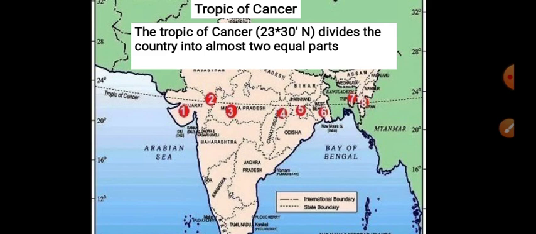So now the Tropic of Cancer. The Tropic of Cancer, that is 23 degree 30 minute north, divides the country into almost two equal parts.